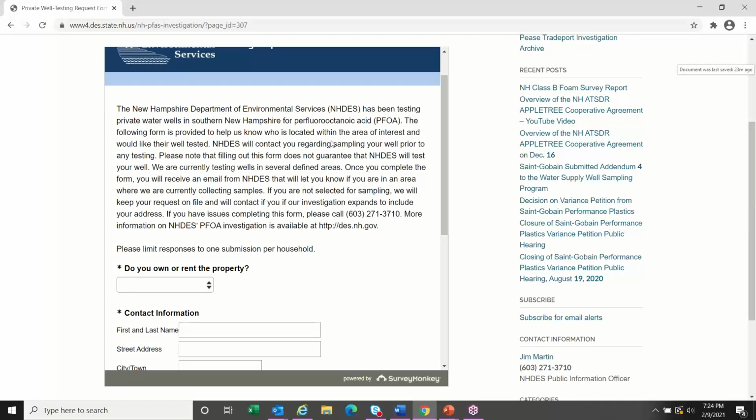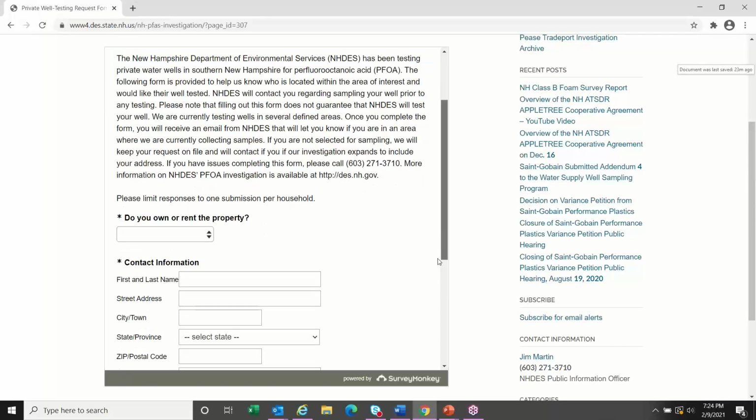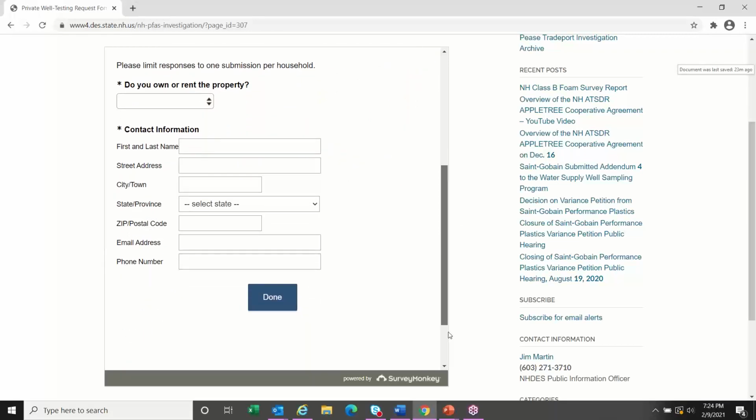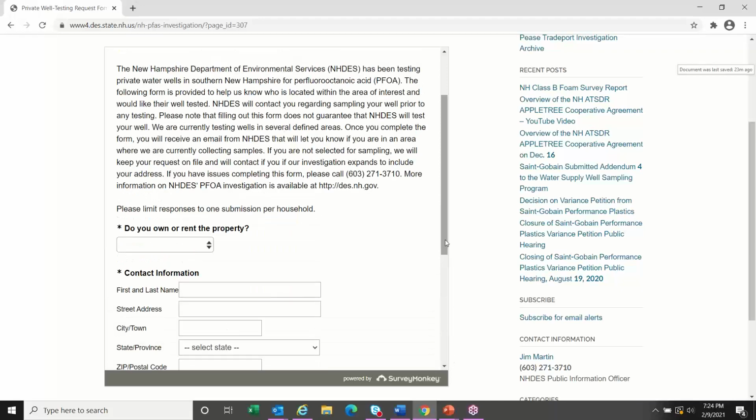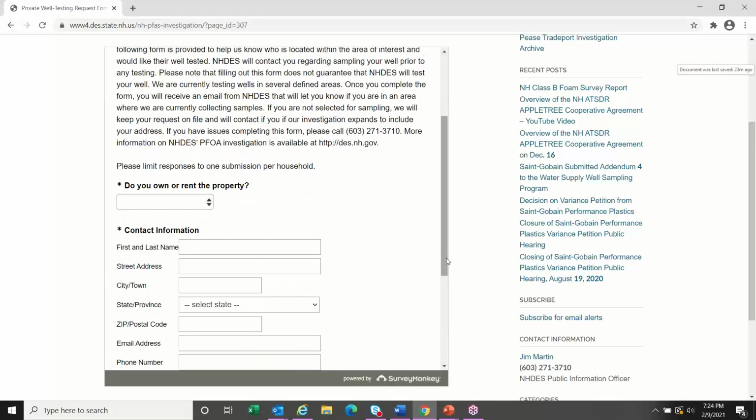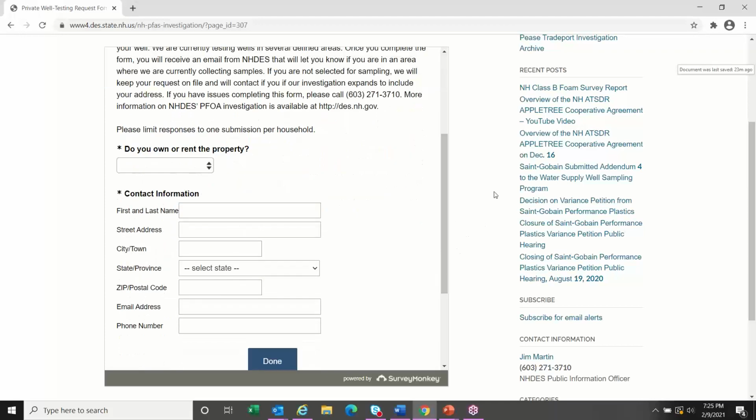But as they explain in this paragraph here, DES is sampling private wells in southern New Hampshire in several defined areas. So if you happen to be located in the area where they're sampling, then they will notify you. But if you're not selected for sampling, they'll just hang on to your information in the event their investigation expands to an area that includes your address. So it doesn't hurt, if you're worried about PFAS, or if you're in an area where there've been issues, this is a form you could fill out and possibly get your well sampled for it.